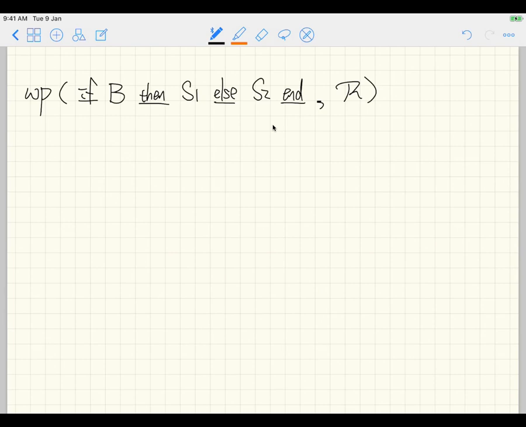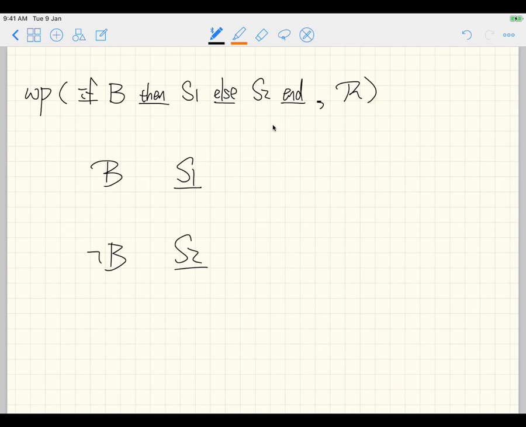If I happen to do S1, what can I assume? If I happen to do S1, that means B was true, right? If I happen to do S2, what does that mean? B is not true, not B. Okay, start with this. Everybody's comfortable with that.